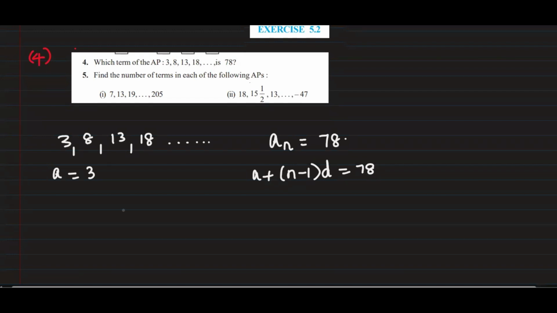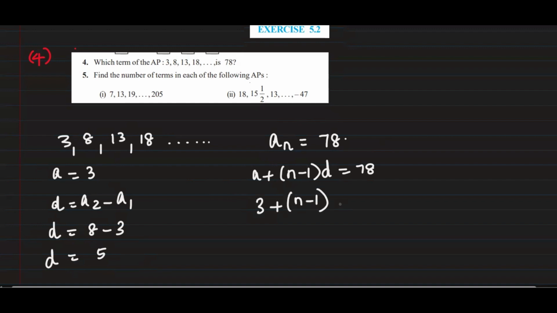A we know, d we have to find. So d is equal to the second term minus the first term, which is 8 minus 3. We can also find the third term minus the second term, or the fourth term minus the third term. All the answers will be the same. So d is equal to 8 minus 3, which is 5. Now let's substitute the values here: a is equal to 3, plus (n - 1), and d value is equal to 5, which is equal to 78.